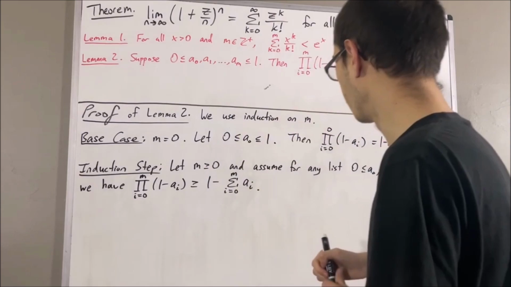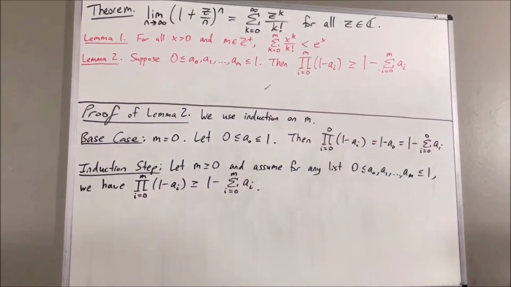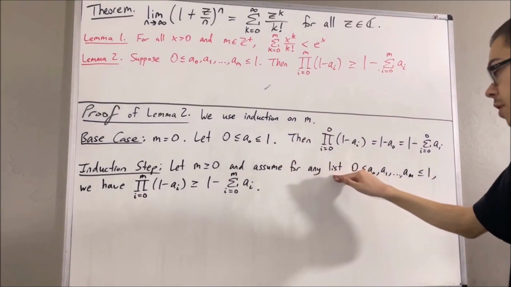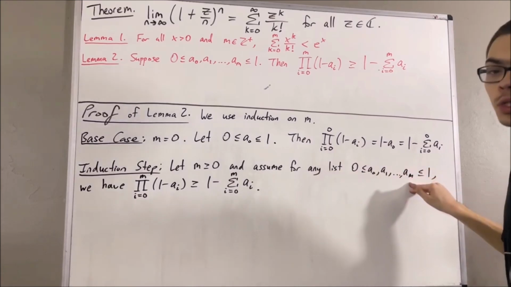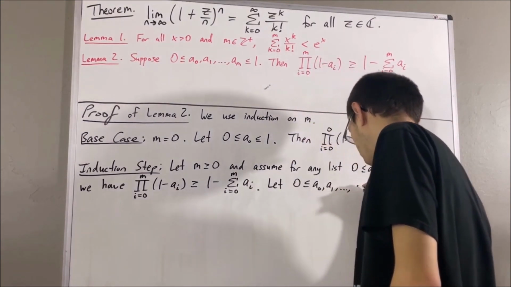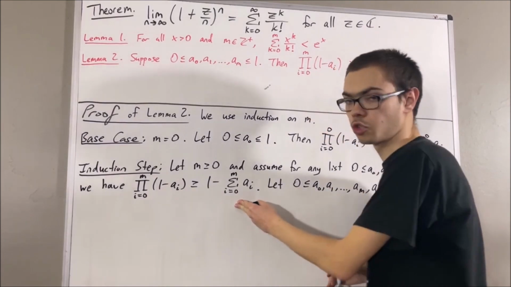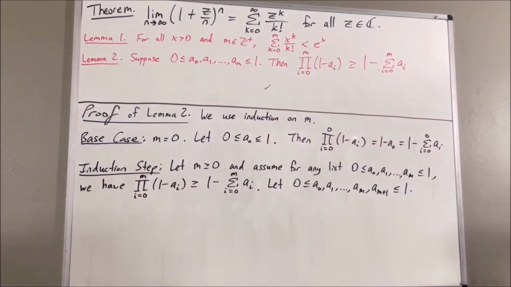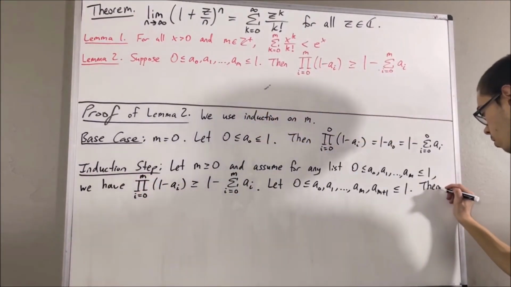So now, we want to show that this is also true for n plus 1. So, to prove it's true for n plus 1, let's give ourselves an arbitrary list, a0, a1, ..., a_{n+1}, all between 0 and 1. And from here, we want to show that this inequality is true, where instead of m, we have n plus 1. Well, let's start out by writing the left-hand side with n plus 1.